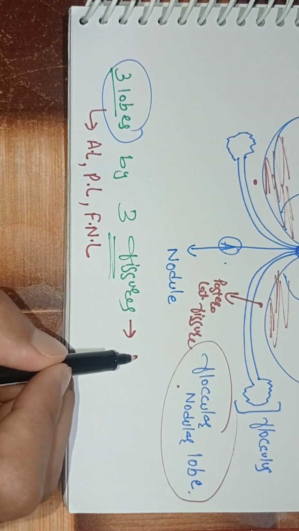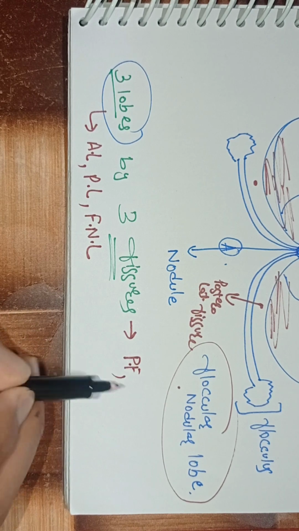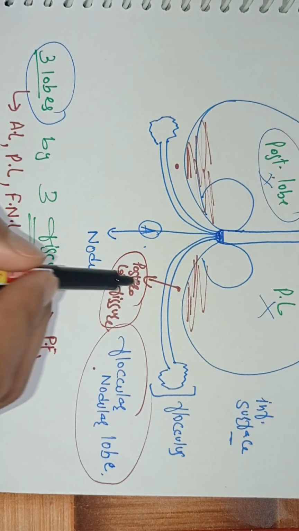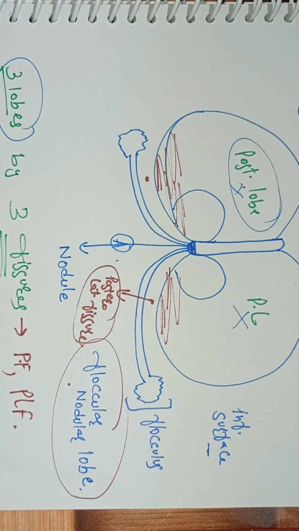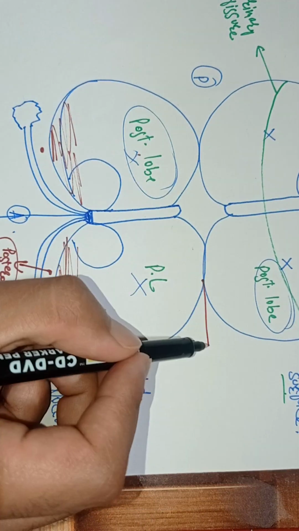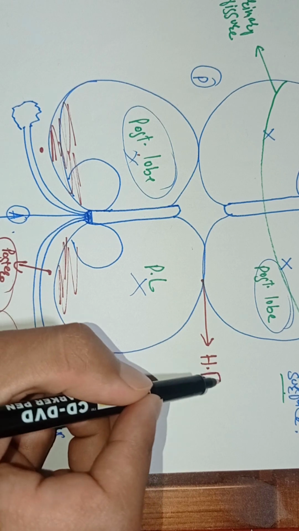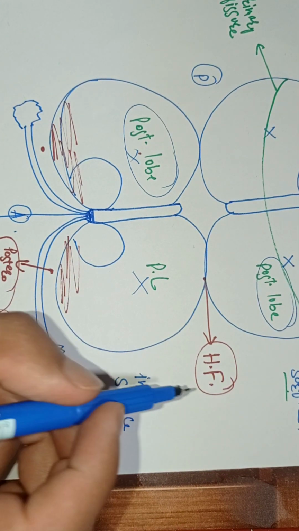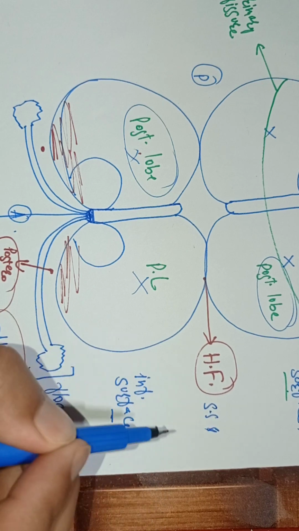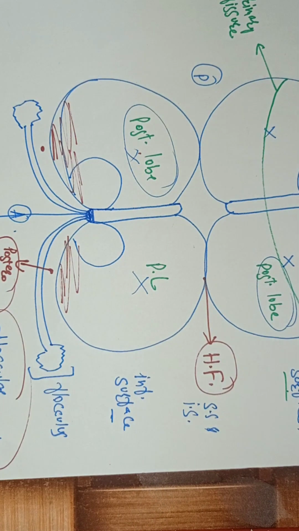And we have three fissures. First, we have the primary fissure. Another fissure is the posterior-lateral fissure. And there is one more fissure called the horizontal fissure, right here. What is this horizontal fissure? It divides the superior surface and the inferior surface.